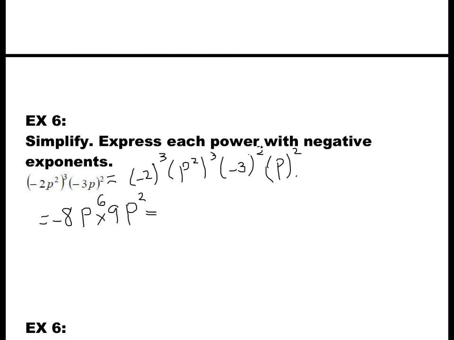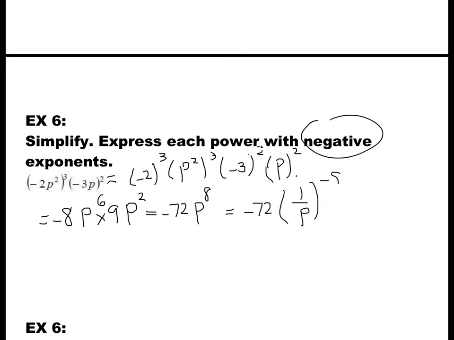Now, I'm going to multiply like terms, negative 8 and 9. Negative 8 times 9 is negative 72. And since the bases are the same, I'm going to add exponents. So 6 plus 2 is going to give me 8. So I get p exponent 8. Again, this question wants negative exponents. So I'm going to flip the base, which is p, and then make the exponent the opposite sign. So this becomes negative 72, 1 over p exponent negative 8. And that's the final answer.